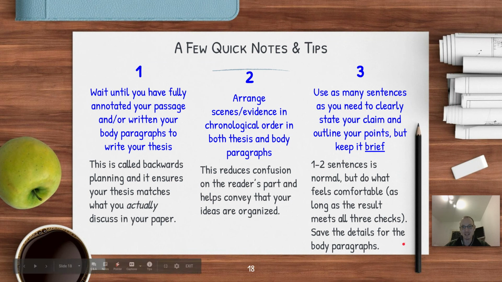And remember to save the details for the body paragraphs. When you look back at that sample that I showed you, I didn't go into great detail about how Lady Macbeth kills herself, or about what she was browbeating her husband about. That's all stuff that goes in the body paragraph itself. You just need to quickly state what it is that you will be using as your evidence.